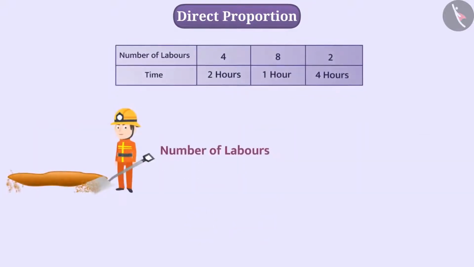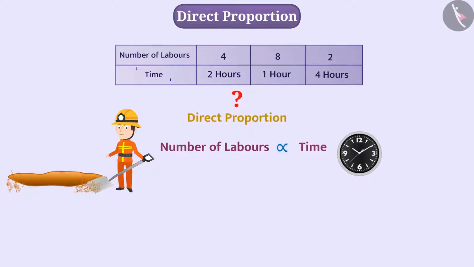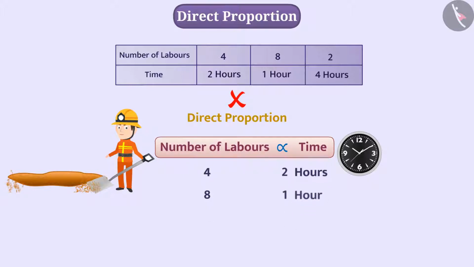Is the number of laborers for a certain job also directly proportional to time? Think. No, they cannot be in direct proportion. Because if the number of laborers increases, the time required will be less. But if the number of laborers decreases, then the time required will be more. In such a situation, there is no direct proportionality. Instead, there is inverse proportion. We will understand this in a separate video.